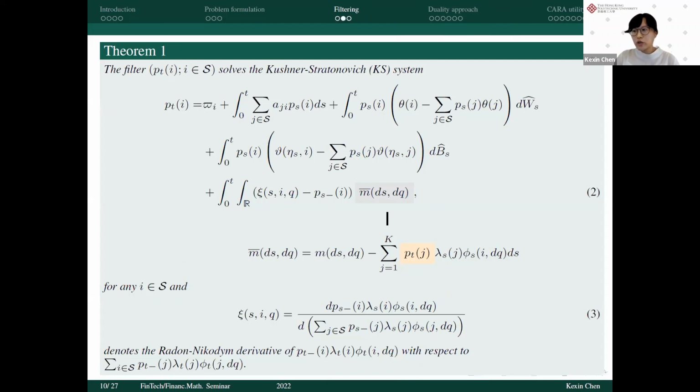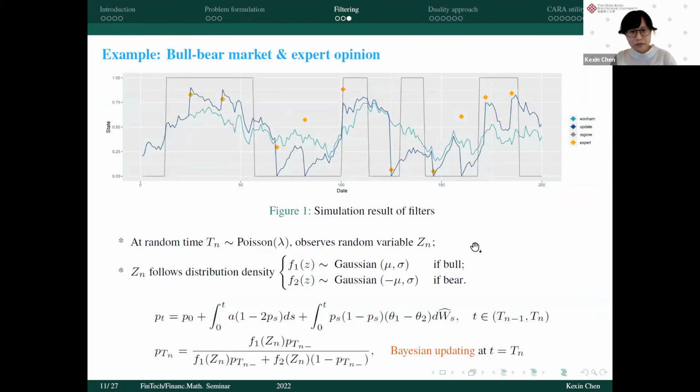So mathematically, we show that the updated filter solves the following KS system. In this equation, we highlight that this \bar{M} is an H-compensated random measure of the predefined jump measure M, and given by this form. So we call this filter process a jump diffusion with state-dependent jumps because we noticed the intensity here depends on the filter itself. And we will see in the later sections that this feature actually introduces great analytical challenges.